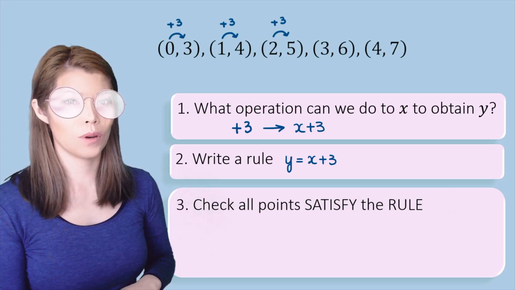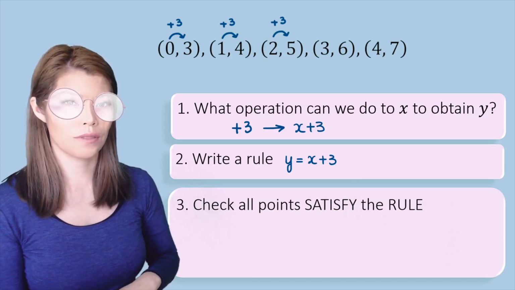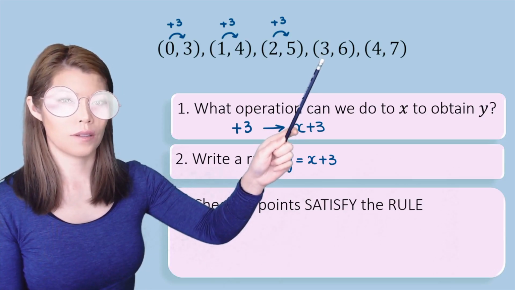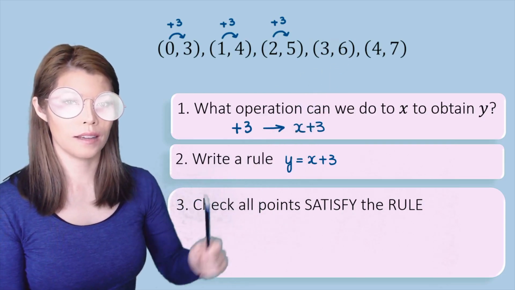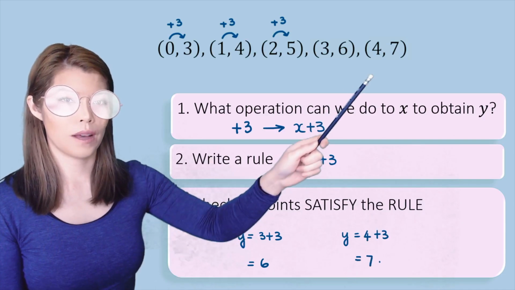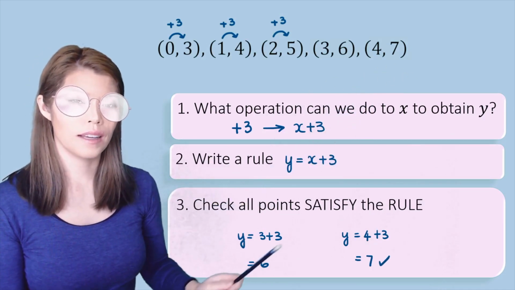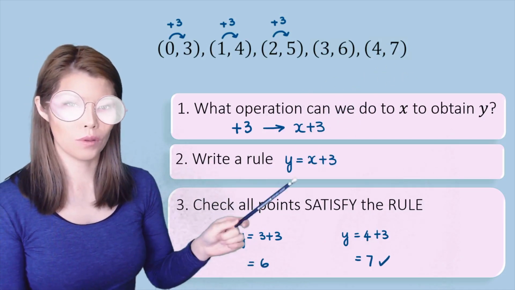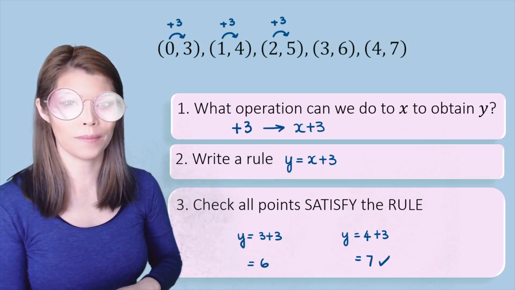And last step, we always have to check that the points satisfy the rule. If we plug x equals 3 in, are we going to get 6? Let's test it out. 3 plus 3 is 6. And if we plug 4 in, are we going to get 7? Yes, we do. So then the rule is y equals x plus 3.